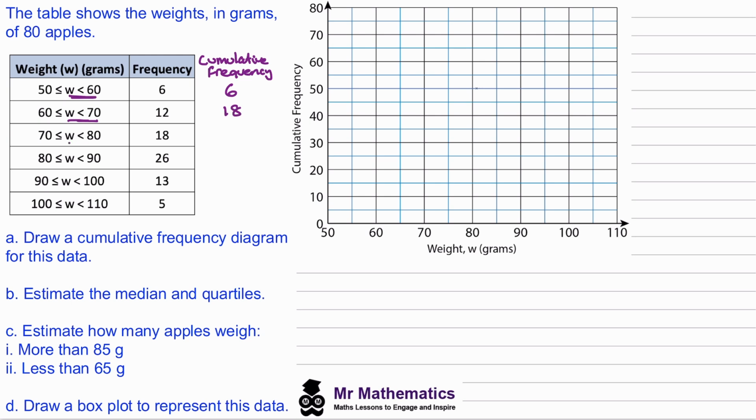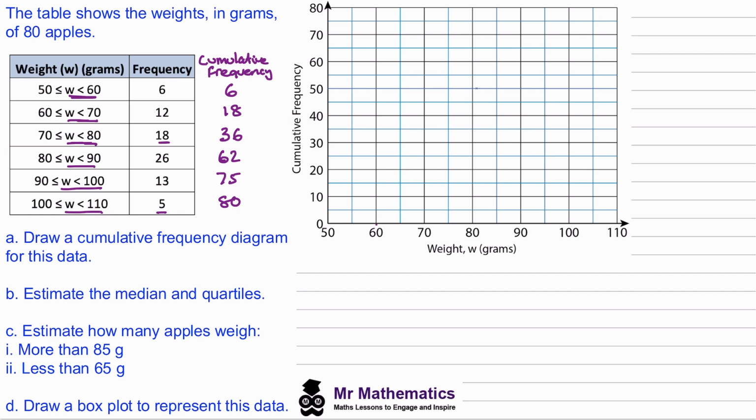And then the total frequency with a weight less than 80. So we'll add this 18, and our running total will be 36. And then less than 90, we'll add the 26, we'll get 62. And then less than 100, we'll add the 13, and we'll get 75. And then finally, we add the 5, and we get 80. And then to plot the graph, we plot these cumulative frequencies against the upper weights.